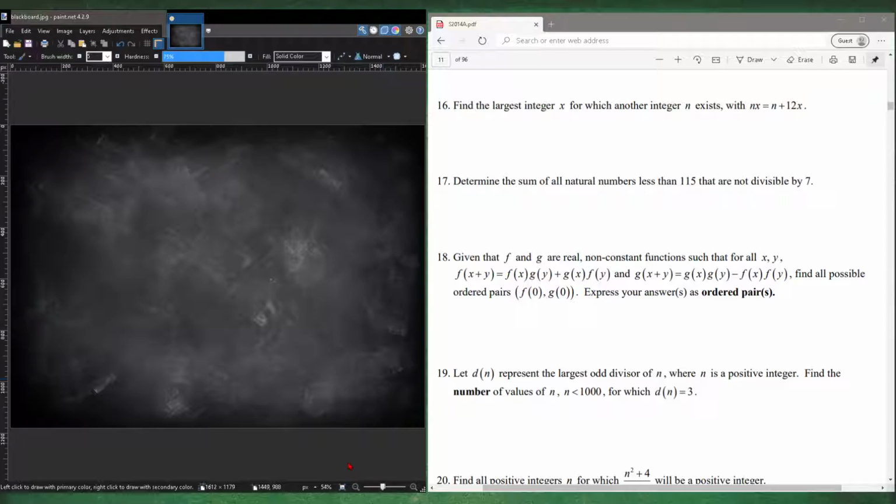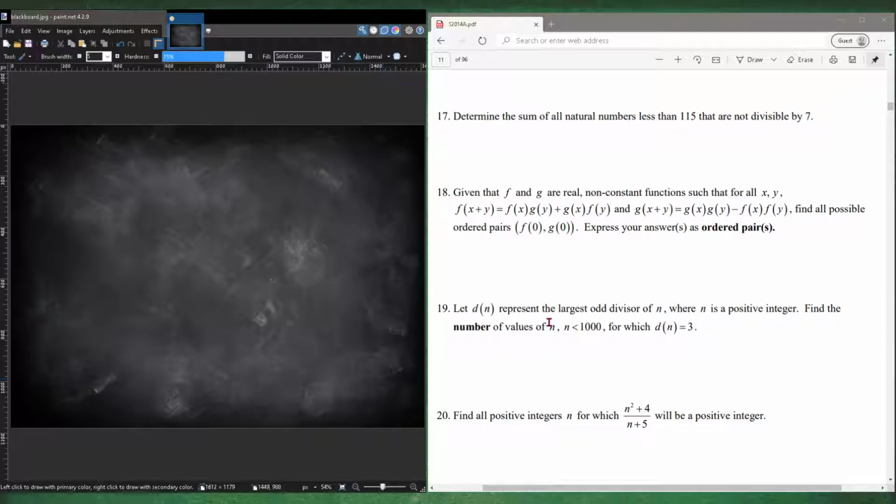Okay. Number 18. Given that f and g are real non-constant functions such that for all x, y, these two equations exist, find all possible ordered pairs of f of 0 and g of 0. Express your answer as ordered pairs.